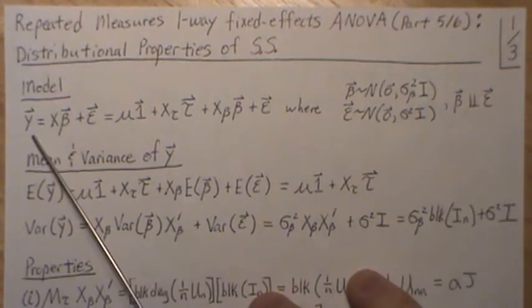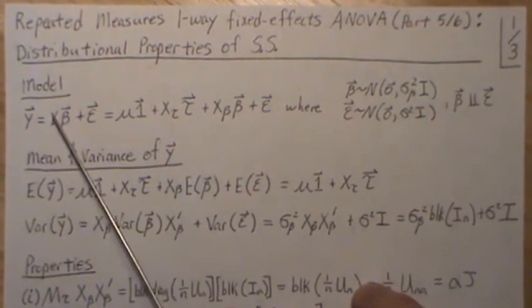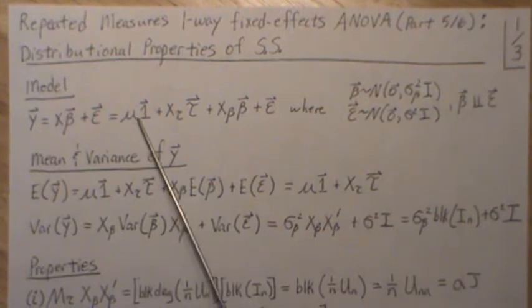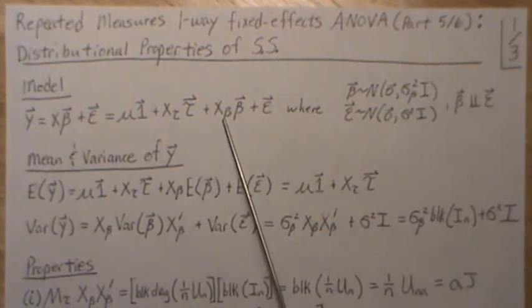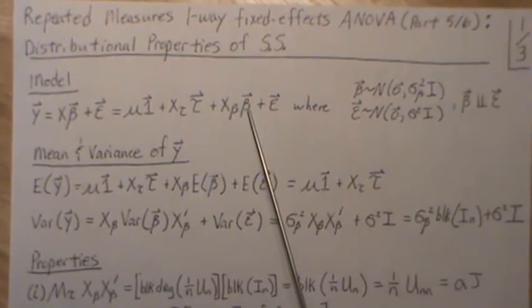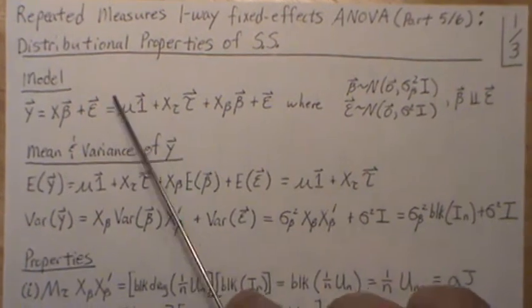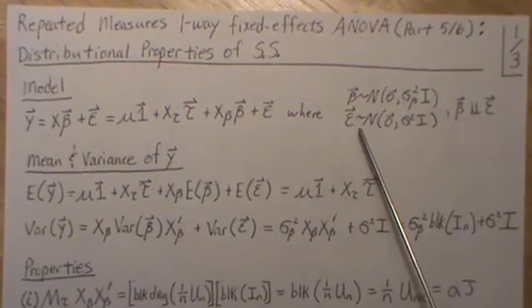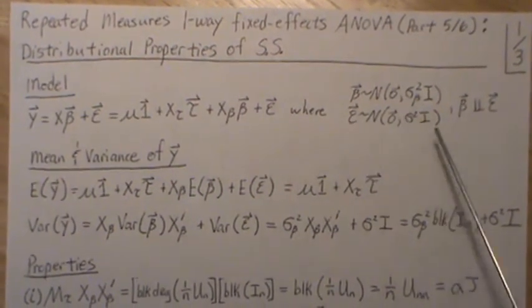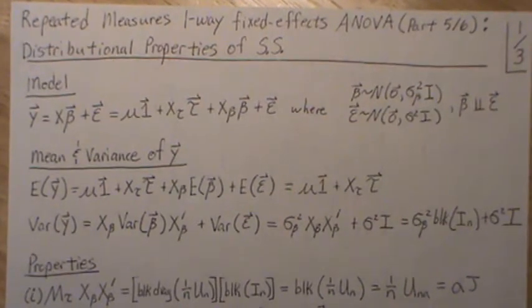Now as a reminder, the model is y equals X beta plus epsilon, and then we partition the design matrix into a column of ones, X tau and X beta. These are the beta parameters associated with the n subjects. The taus are associated with the A treatment effects, and this is a grand mean. Beta and epsilon are normally distributed with constant variances. Beta and epsilon are independent.